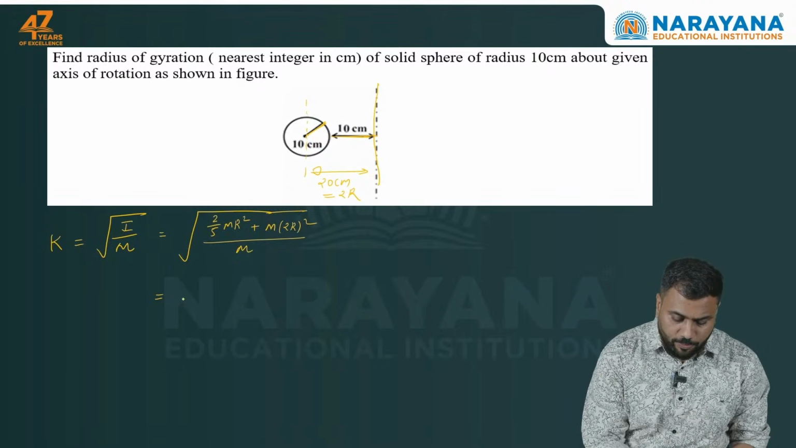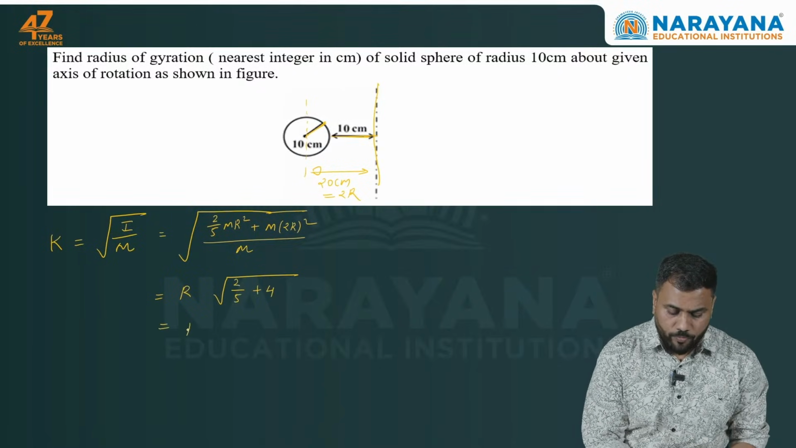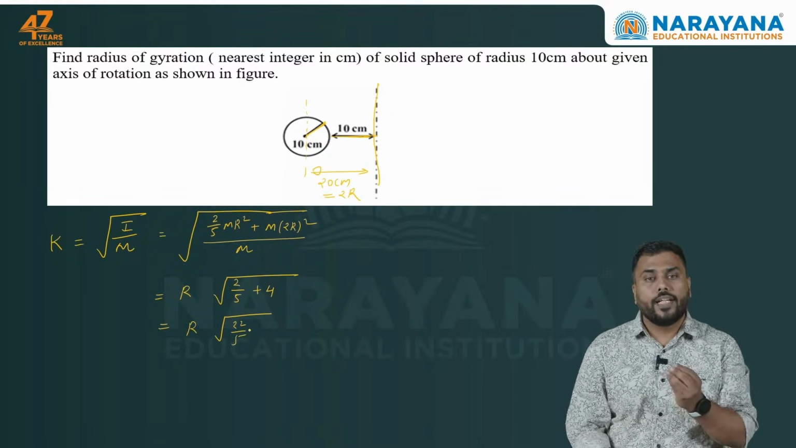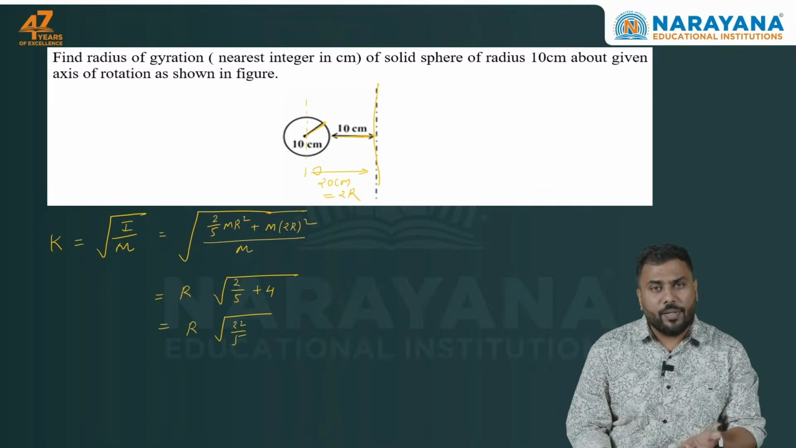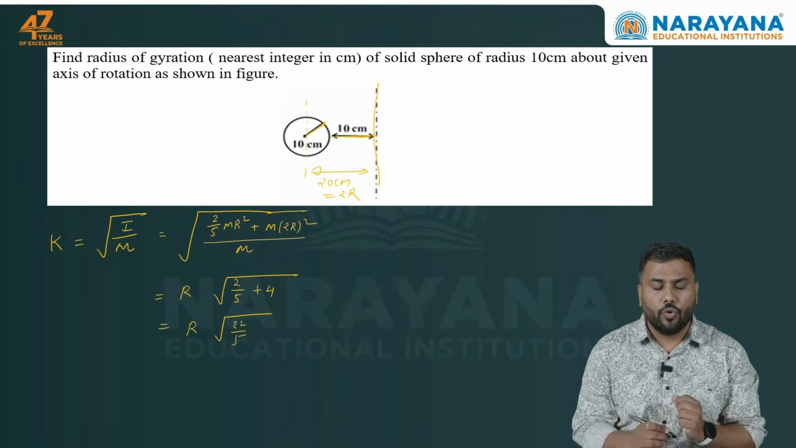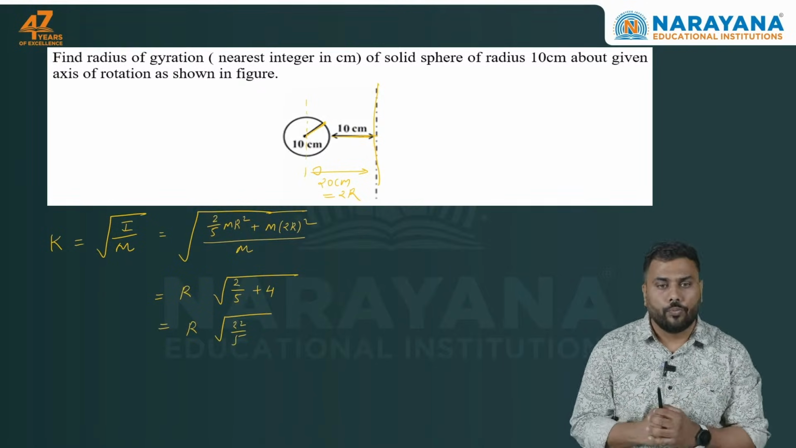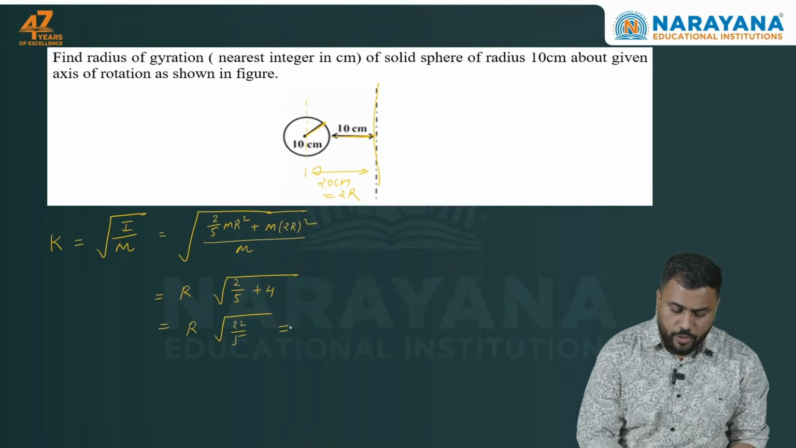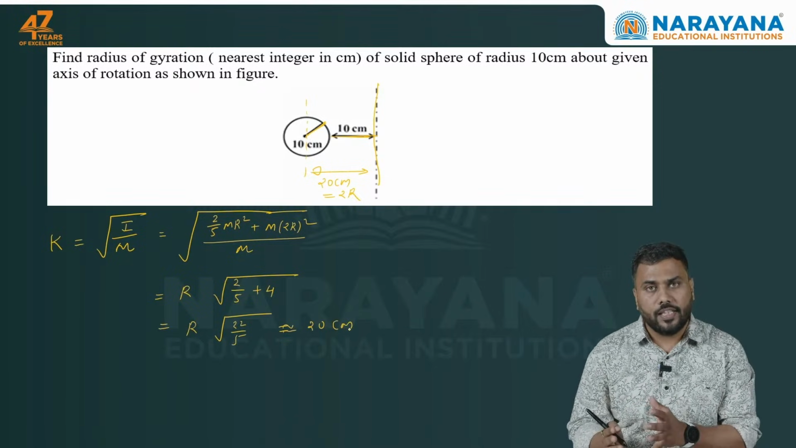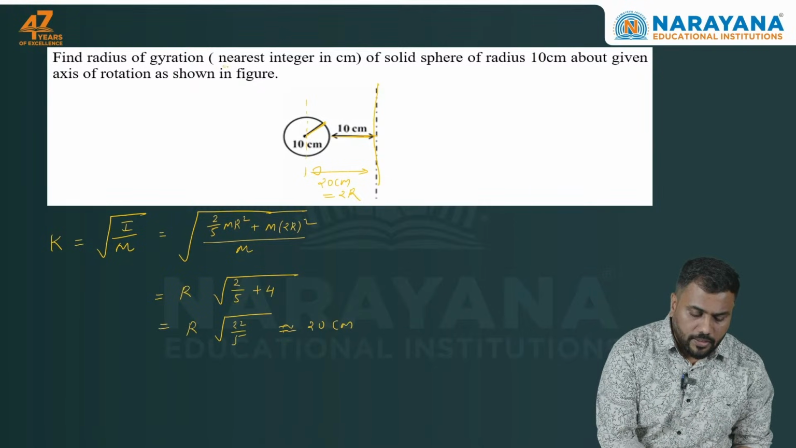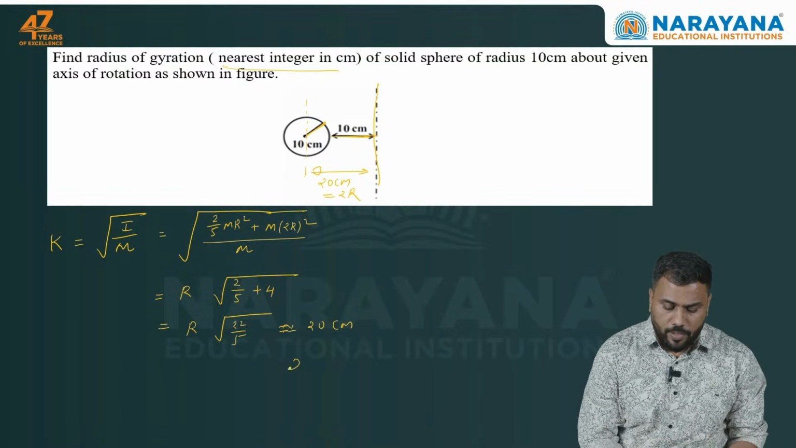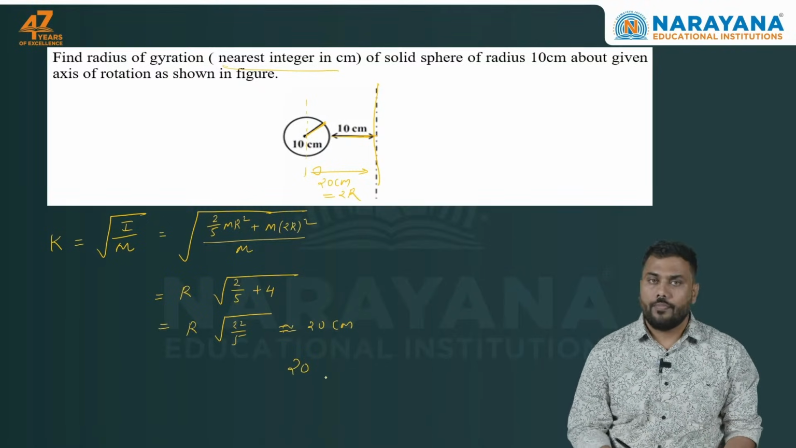If I solve this expression, this r I can take outside, m is getting cancelled. So I am getting 2 by 5 plus second expression is 4. So this is root over 22 by 5. 22 by 5 is roughly 4.4. Root 4.4 is approximately 2. So that approximate 2 into r, it's roughly 20 centimeter. It is not exactly 20 centimeter, but the question is asking us to answer in nearest integer in centimeter. So my answer should be 20. Let's go to next question.